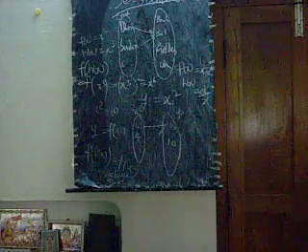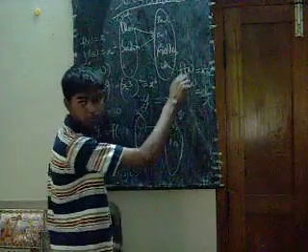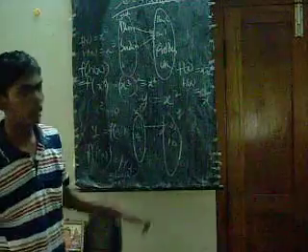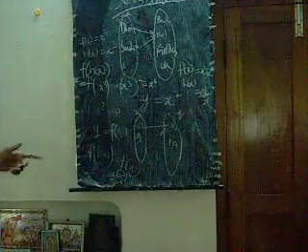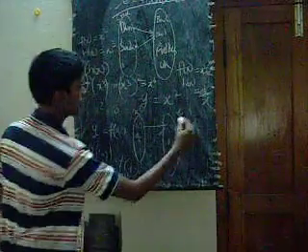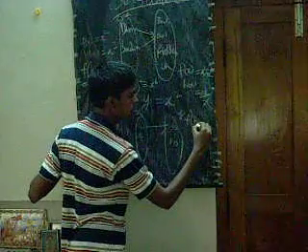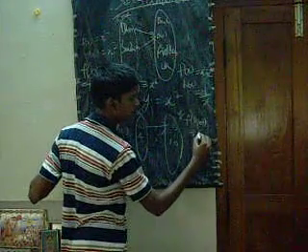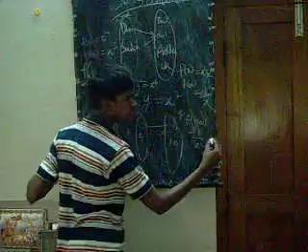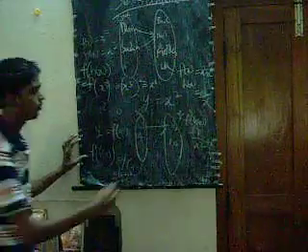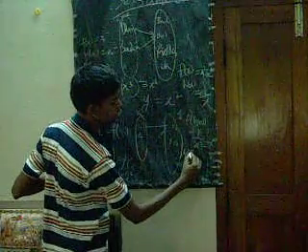f of 1 by x. f of h of x is f of 1 by x. Right. Now what is f of 1 by x? 1 by x square plus 2. So f of h of x is 1 by x square plus 2. Now what is h of f of x?